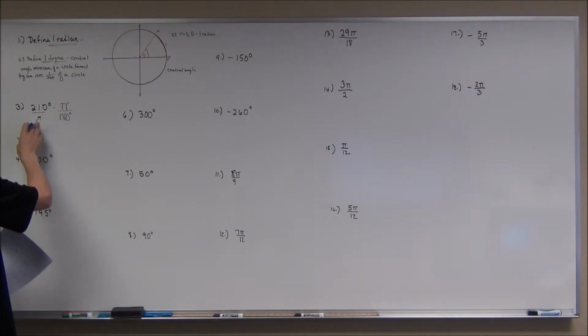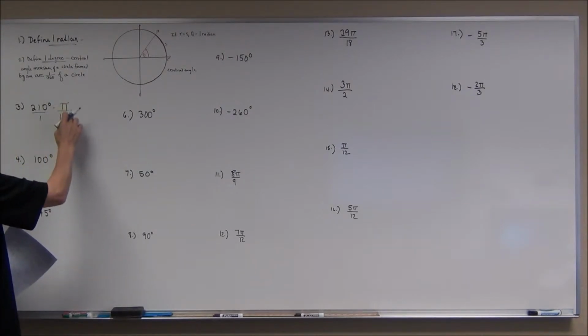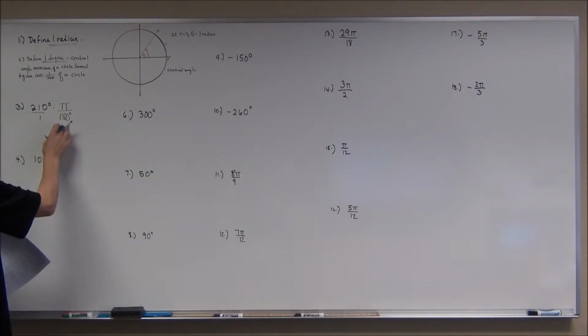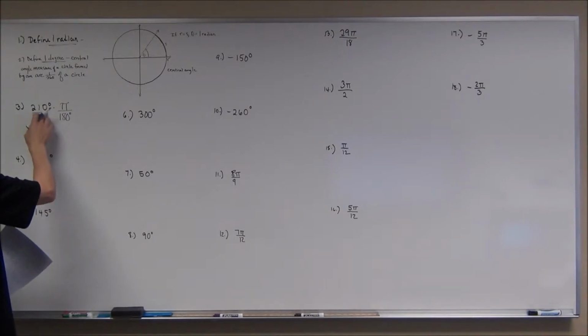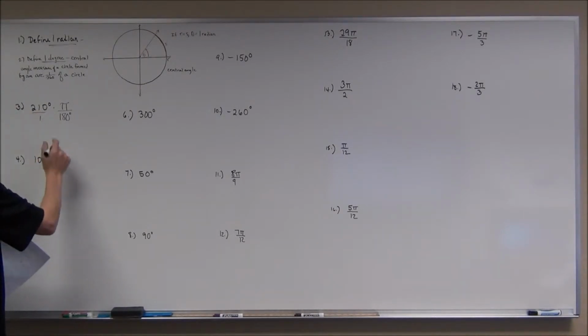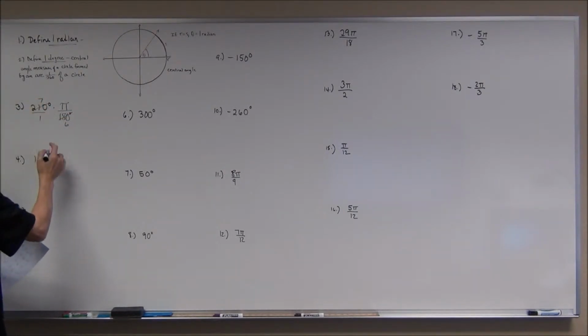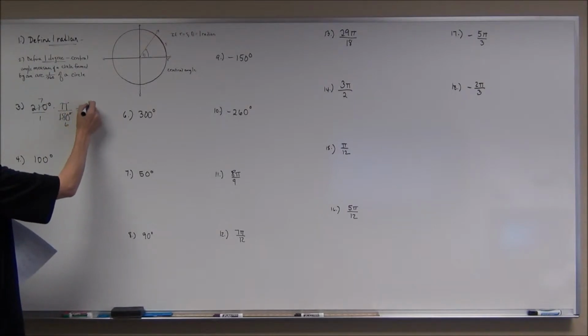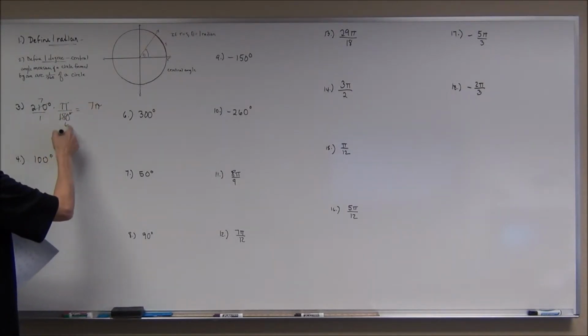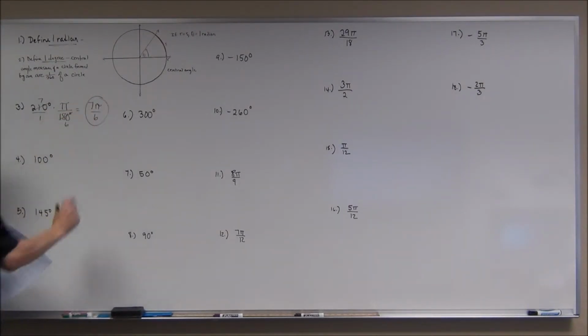So all we're going to do is multiply. That's why I put the 210 over 1. We're going to multiply 210 degrees times pi over 180. Well, before I multiply numerators and denominators, I look to see if anything cancels. I can divide both here and here by 30 degrees. 30 goes into this 6, 30 goes into this 7. So now I multiply the numerators, that's 7 pi, and I multiply the denominators, that's 6, and that's my answer.